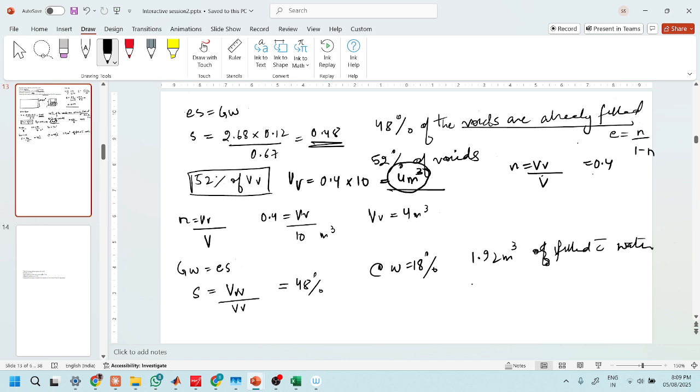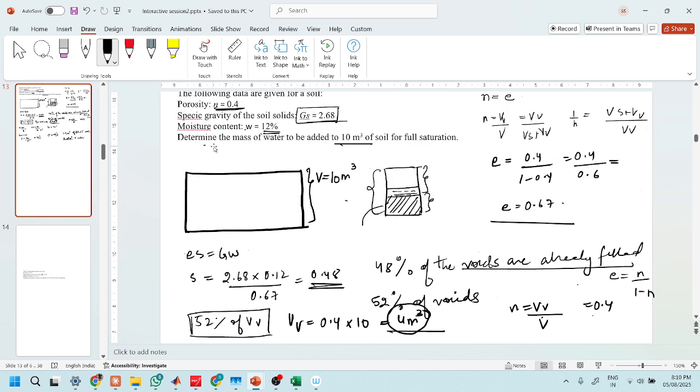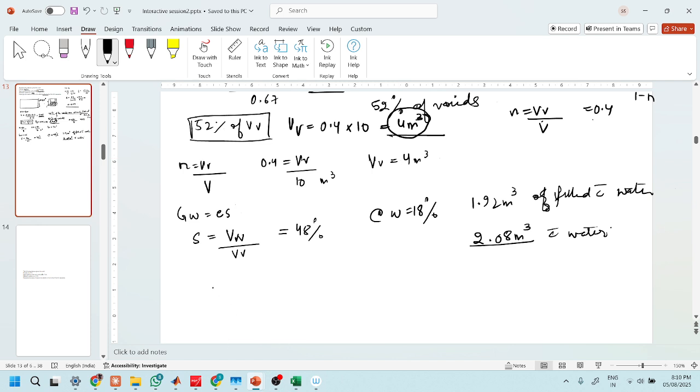How much we need to fill now is 52% of the volume of voids. We need to fill 2.08 meter cube of voids with water, which means how much volume of water we have? The weight of water will be simply gamma W into the volume, so this into 1000, which gives 2080.